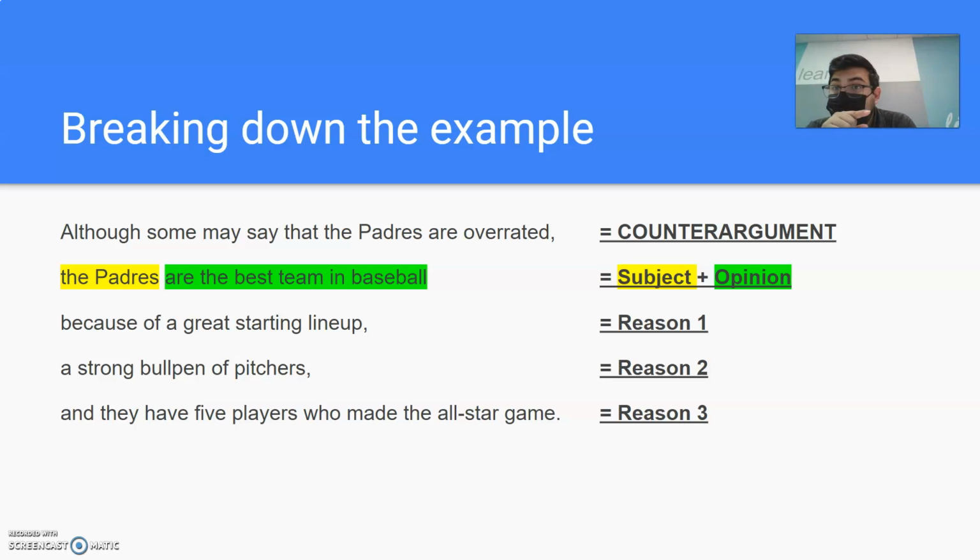My subject and opinion are clear. Reason one would be my paragraph one. Reason two is paragraph two. And reason three is paragraph three. So my first paragraph would be talking about the great starting lineup. My second paragraph, I would be talking about the pitchers. And then my third reason would be about the 5 players who made the All Star game. That is exactly how you're going to be writing a thesis.